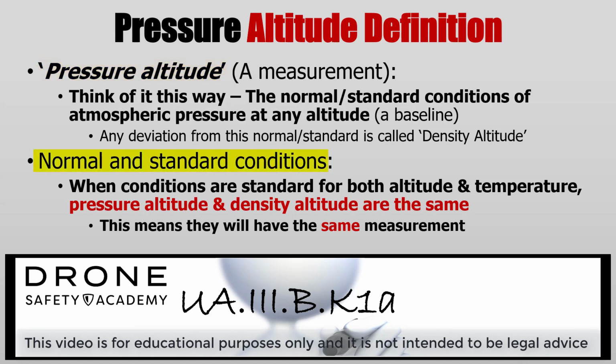Normal and standard conditions. When the conditions are standard for both altitude and temperature, pressure altitude and density altitude are the same. This means they will have the same measurement.